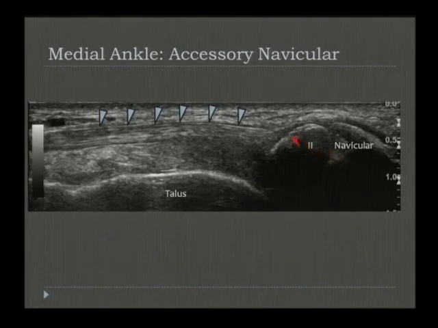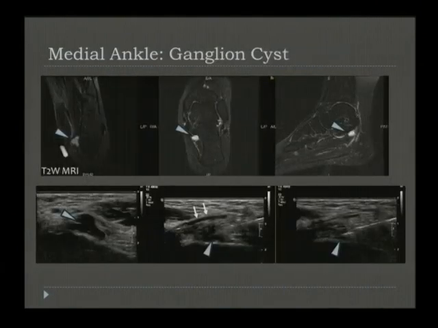There's also another type, a type 1, where the little bone is within the substance of the tendon, but the tendon continues on and attaches to the navicular. That usually is of no consequence. The only reason I bring it up is that I don't want people to call those avulsion fractures. The tendon itself will look completely normal.